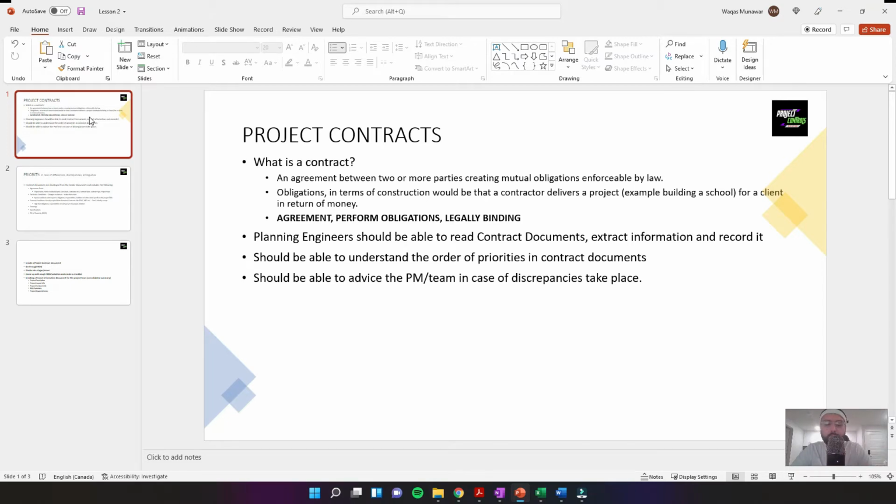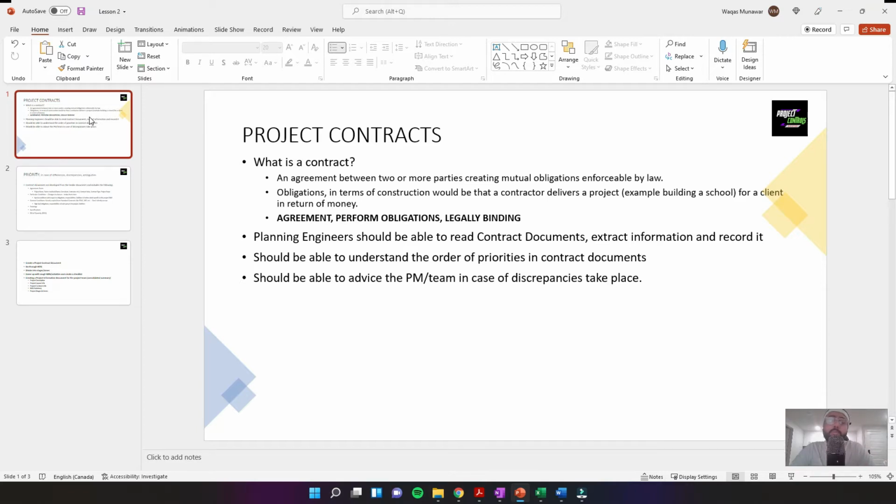to record that information. Now, before we go deeper into contracts, obviously, we won't go much deeper, but we're definitely going to go into details on the priorities of these contract documents. But before that, we need to see what is a project contract. When we look at the literal meaning, it is an agreement, and it could be between two or more parties, and it's creating mutual obligations which are enforceable by law.